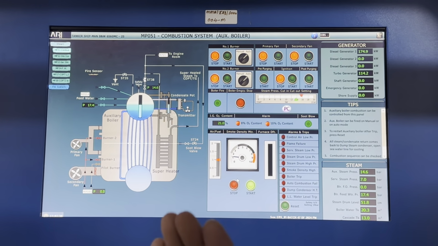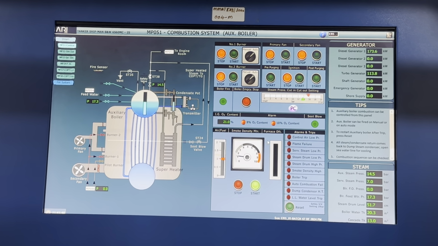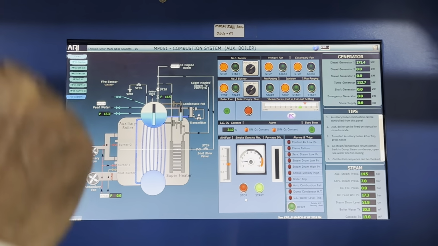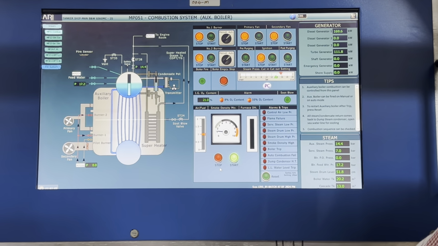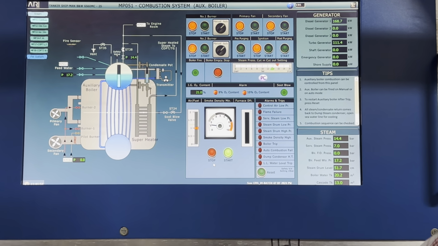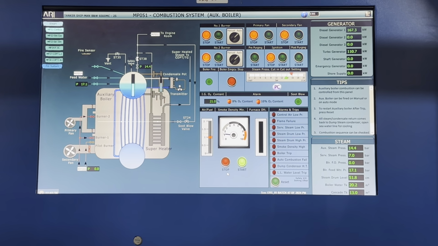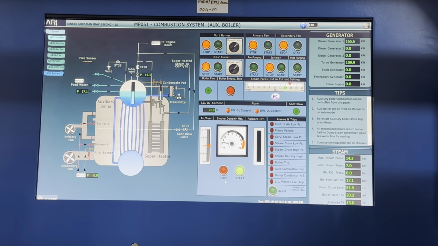Another way to reduce the oxygen, what is it? Increase the load on the boiler, meaning that the more fuel you burn, you are supplying less air. That means all the air will get consumed. So the O2 percentage in the exhaust will reduce. Everybody understanding or no? Yes, sir.